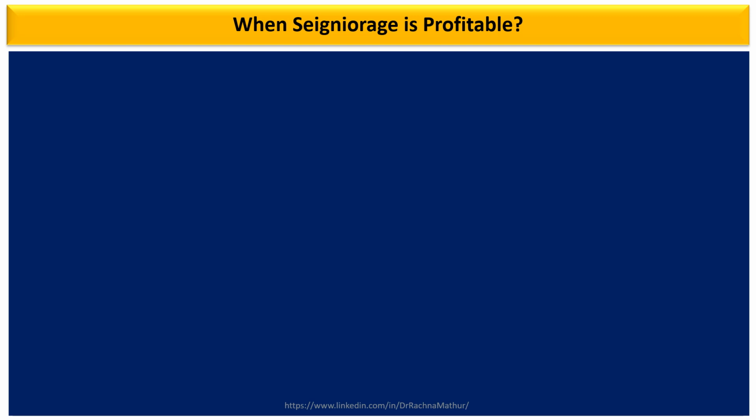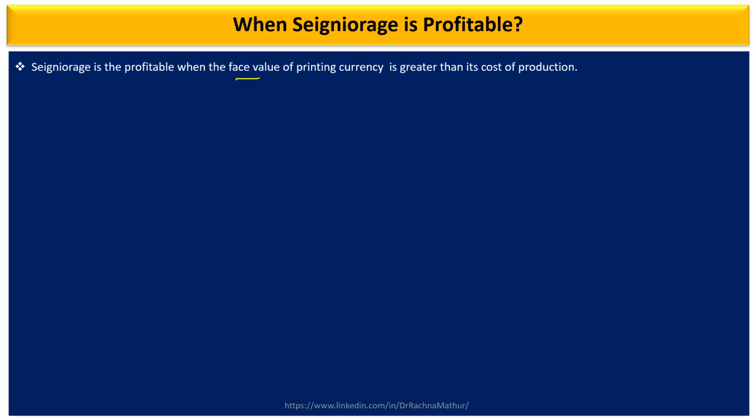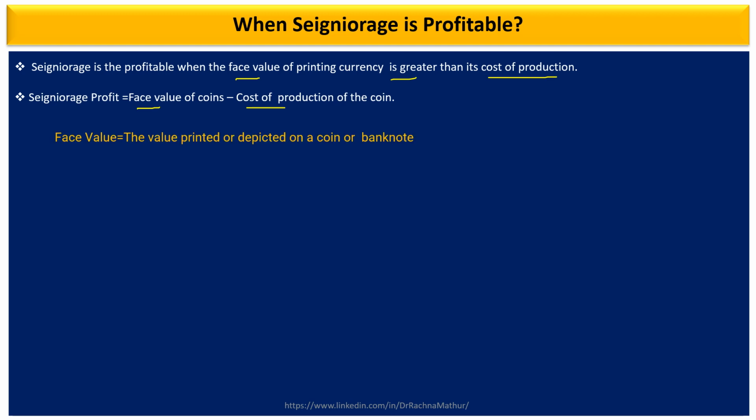The important question here is when seigniorage is profitable. Seigniorage is profitable when the face value of printing currency is greater than its cost of production. That is, the seigniorage profit is the face value of a coin minus cost of production of the coin. What is this face value? Face value is the value which is printed or depicted on the coin or a bank note.